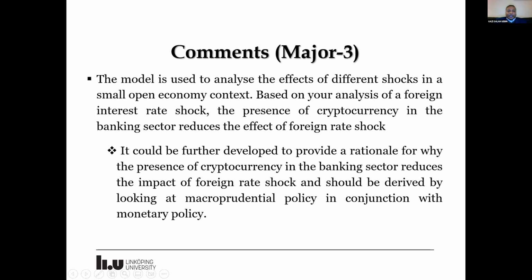Then also, you highlighted that the model is used to analyze the effect of different shocks in a small open economy context. During the analysis of a foreign interest rate shock, the presence of cryptocurrency in the banking sector reduces the effect of the foreign rate shock. But it could be further developed to provide the rationale why the presence of cryptocurrency in the banking sector reduces the impact of the foreign rate shock, and should be extended by looking into macroprudential policy in conjunction with monetary policy. So that could be one direction that you need to think about.